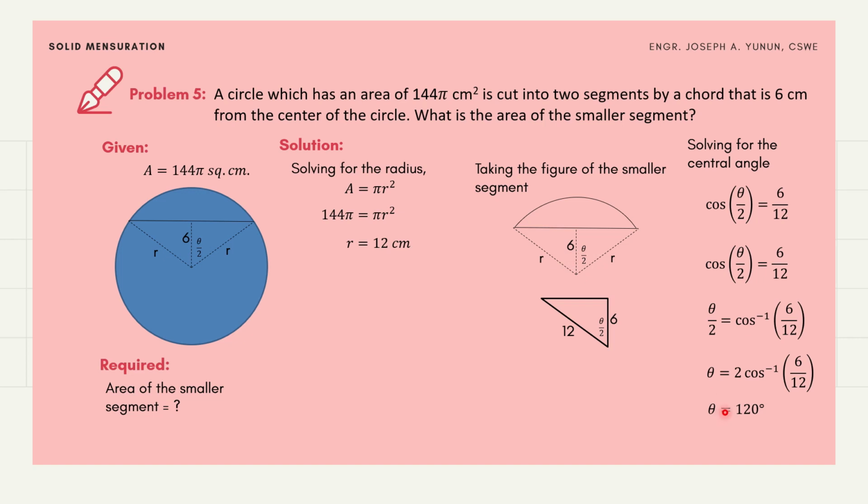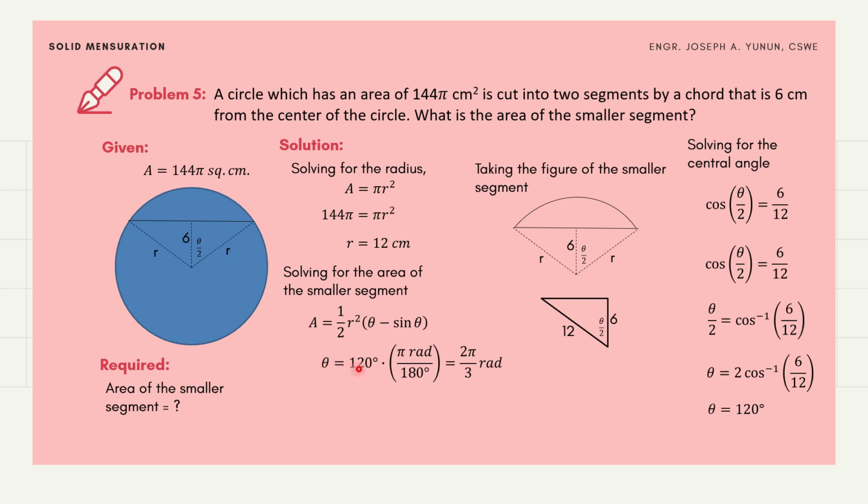Right? So theta. Now, we can solve for the area of the smaller segment using the formula of the area of the sector minus the area of the triangle, which is given as 1/2 r squared, times theta minus sine theta. But take note, for theta alone, the central angle should be in radians. Okay, but for sine theta here, we can use theta in degrees, which is 120. So sine 120 degrees. But this one, we need to convert. So theta now is 120 times pi rad over 180, so we get 2 pi all over 3 radians.